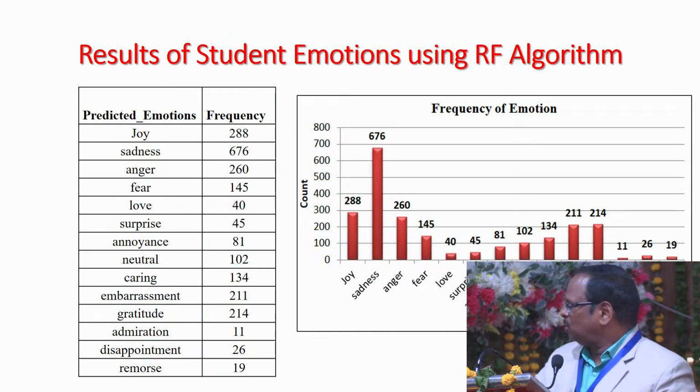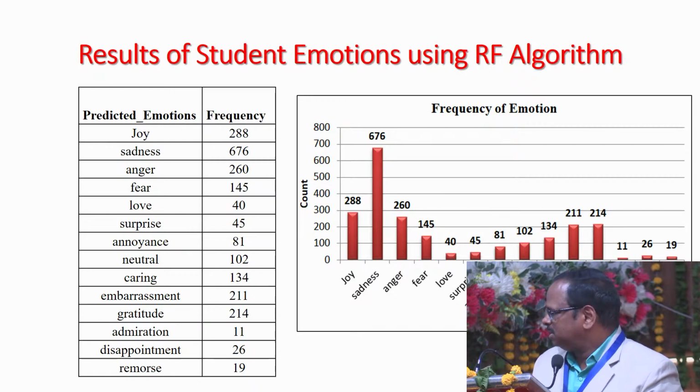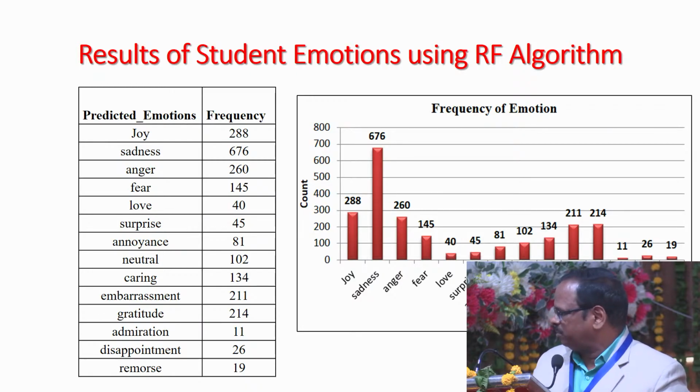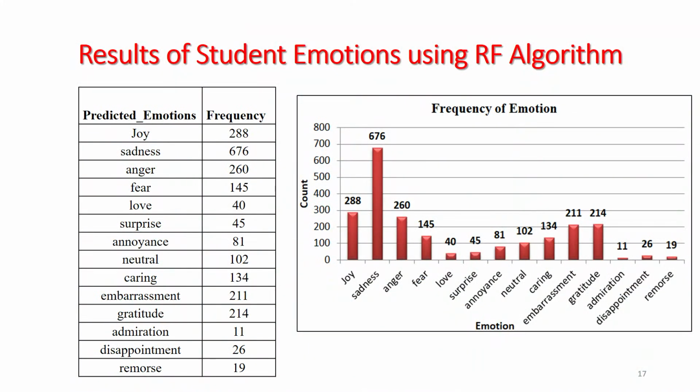You can note here the predicted emotions are joy, sadness, anger, fear, love, surprise, and so on. Out of this 3,400-something dataset, how many times does the word joy appear in the students' comments? It is listed here, 288, and so on. This is the pictorial representation of the same results yielded by the algorithms.